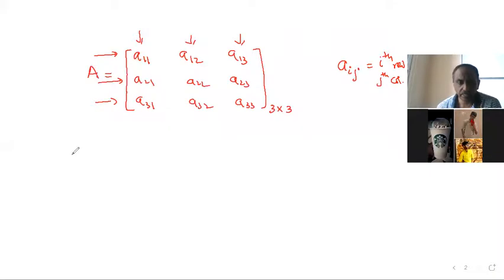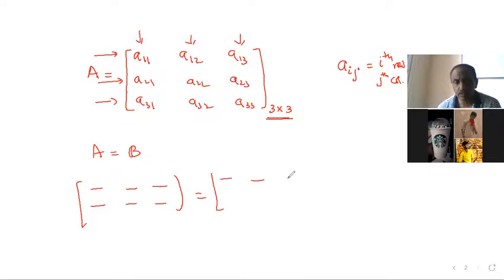Now, when can I say two matrices are equal? First of all, they should be of the same order. If A has two rows and three columns, B also should have two rows and three columns. Secondly, every corresponding element should be the same. Then only we can say the matrices are equal.